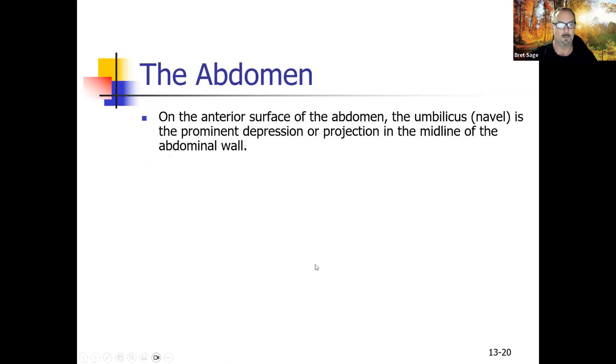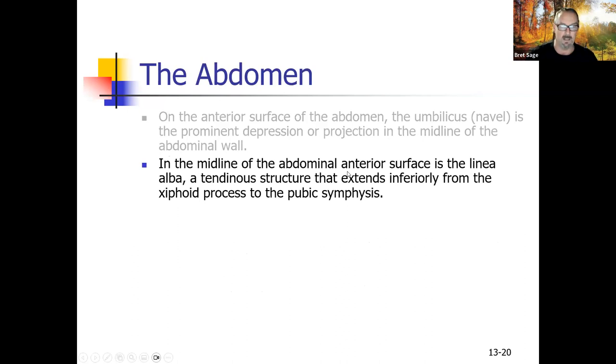Abdomen, or your belly. On the anterior surface of the abdomen, the umbilicus, or navel, is a prominent depression or projection in the middle of the abdominal wall. So whether you have an innie or an outie, your depression or projection, by the way, that's completely genetically determined. It doesn't have anything to do with how your umbilicus was tied off. In the midline of the abdominal anterior surface is the linea alba, a tendinous structure that extends inferiorly from the xiphoid process, that bump I told you about, to the pubic symphysis, which is right in between the two pubic bones at the top of your pelvis.